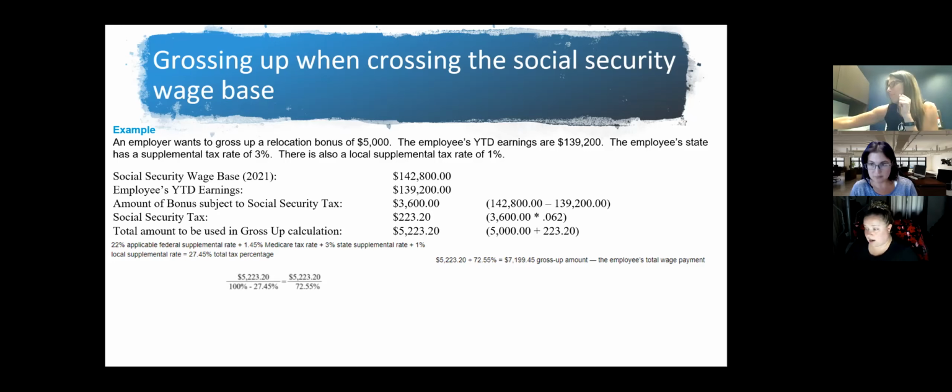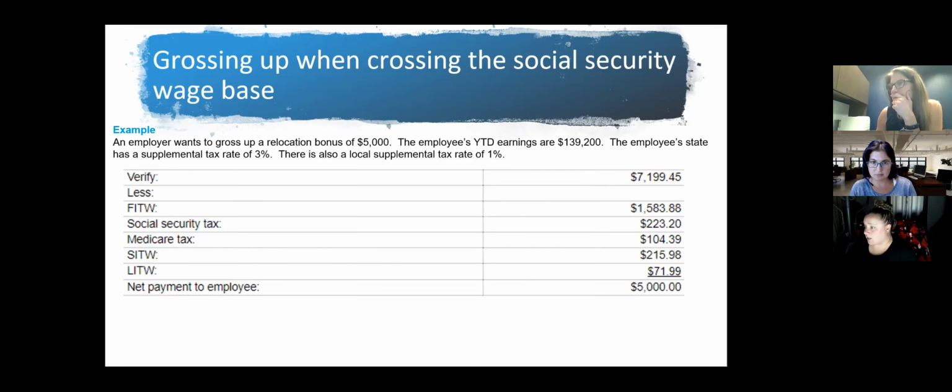I've told you guys time and time again that my best piece of advice for gross up calculations to never get them wrong is to check your answers. So you can always verify. Absolutely 100% you can verify. So you're going to take your answer of $7,199.45 and subtract out all of your taxes. So if you figured out your federal withholding, which was the 0.22 or 22%, take out that Social Security tax we calculated, take out the Medicare tax, the state tax, the local tax, and you should get down to 5,000.